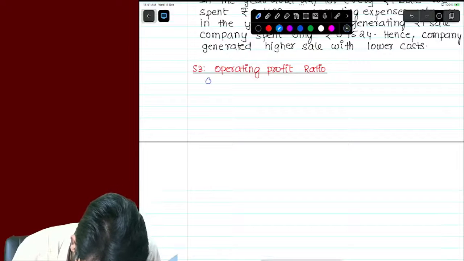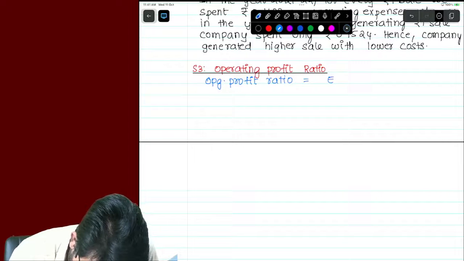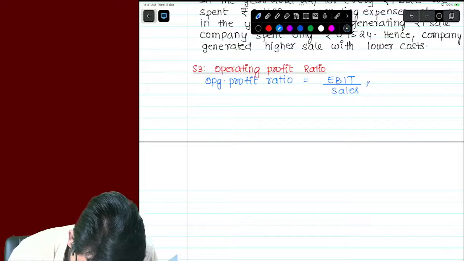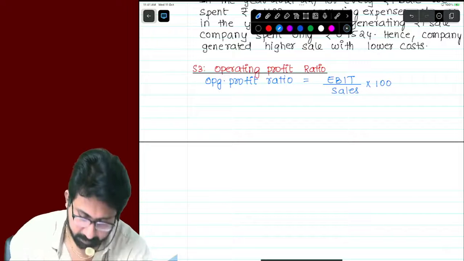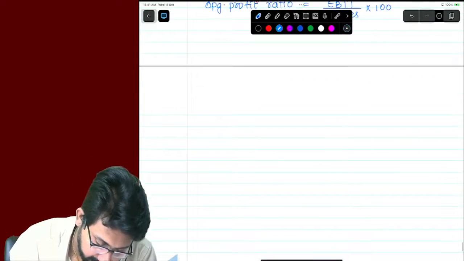Please don't talk. Everyone tell me, what is the operating profit ratio calculation? Tell the formula. EBIT divided by what? Sales. Write down particulars clearly below.